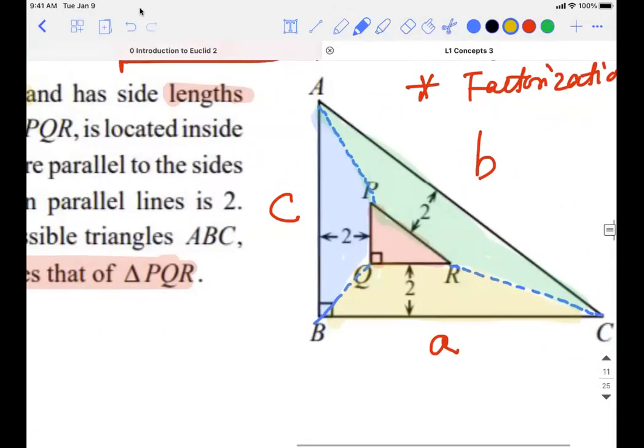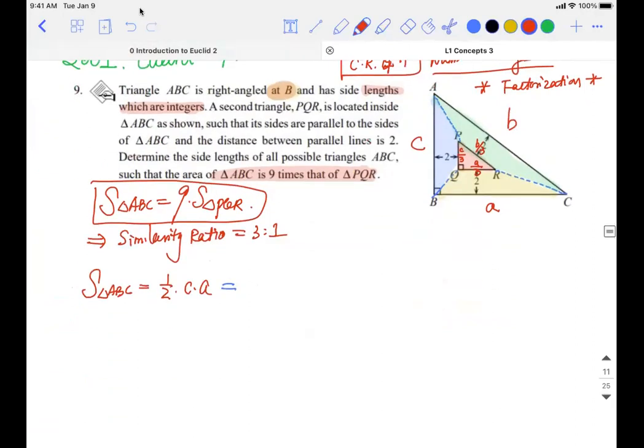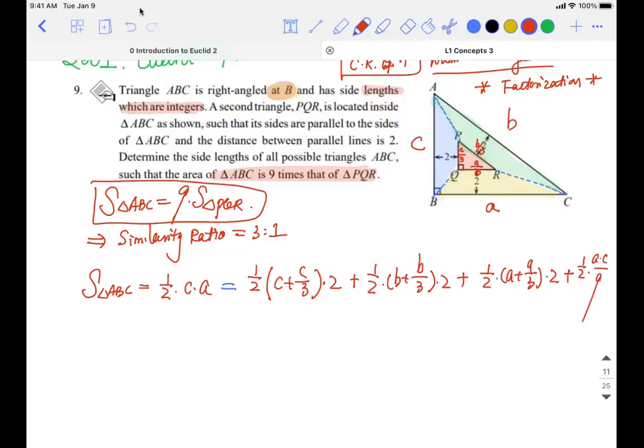So that means that if this is C, this is going to be C/3, right? If the outside is A, here it's A/3. If the hypotenuse is B, this is going to be B/3. This is so easy, right? As long as you have this, there's nothing special. You can just do the calculation. The blue trapezoid is 1/2 times (C plus C/3) times 2. The green trapezoid is 1/2 times (B plus B/3) times 2. The yellow one is 1/2 times (A plus A/3) times 2. Don't forget there's a red one in the middle as well: 1/2 times A times C divided by 9, right?